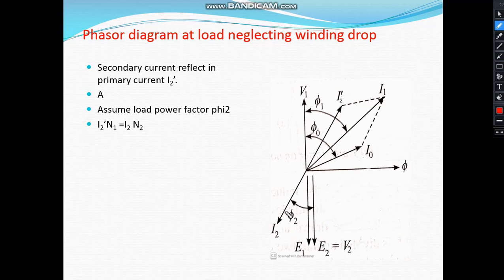This is drawn on the secondary side, and it reflects the current I2 dash on the primary side. I2 dash is here and I2 is here. They have the relation that I2 dash into N1, because I2 dash flows on the primary side, is equal to I2 into N2, as we know that I1 N1 is equal to I2 N2. So instead of I1, we have drawn I2 dash.